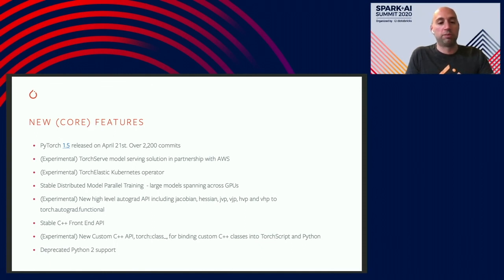We also brought the C++ front-end API, which I talked about earlier on in this talk, to parity with Python, and that's now in stable. We also added support for custom C++ classes in TorchScript as well as Python. That's experimental. And lastly, we've deprecated Python 2. That was the last release that supported Python 2. So we are 100% Python 3 from this point forward. I know that'll make a lot of people happy.